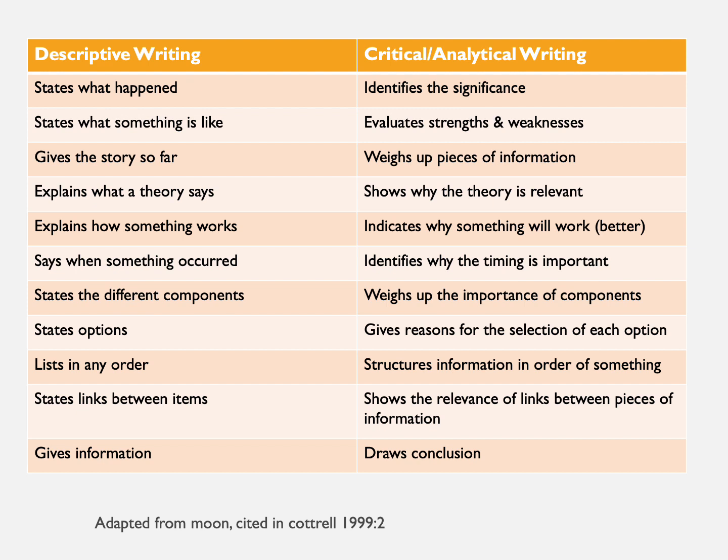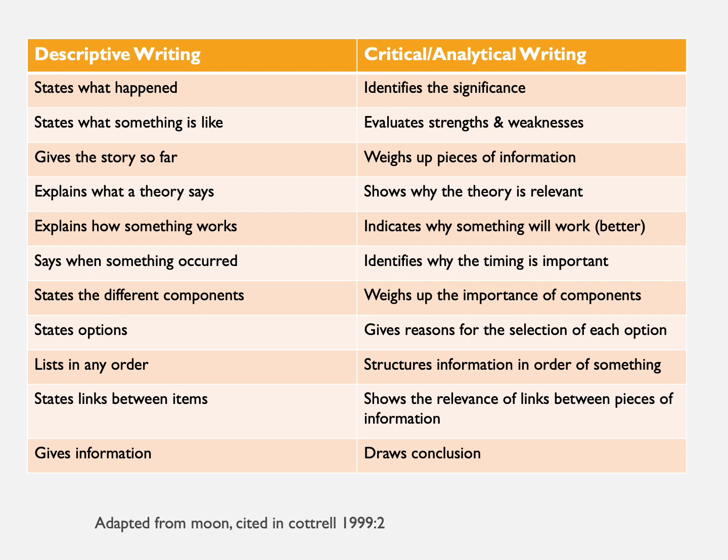Critical and analytical writing will do the following. It will identify the significance of what happened. Instead of stating what something is like, it looks at the strengths and weaknesses. Instead of just simply taking you through the story so far, it weighs up pieces of information and selects which are the most relevant. Instead of explaining what a theory says, it looks at why that theory is relevant or useful. Instead of explaining how something works, it indicates why something will work better. Instead of saying why something occurred, it identifies why the timing was important.